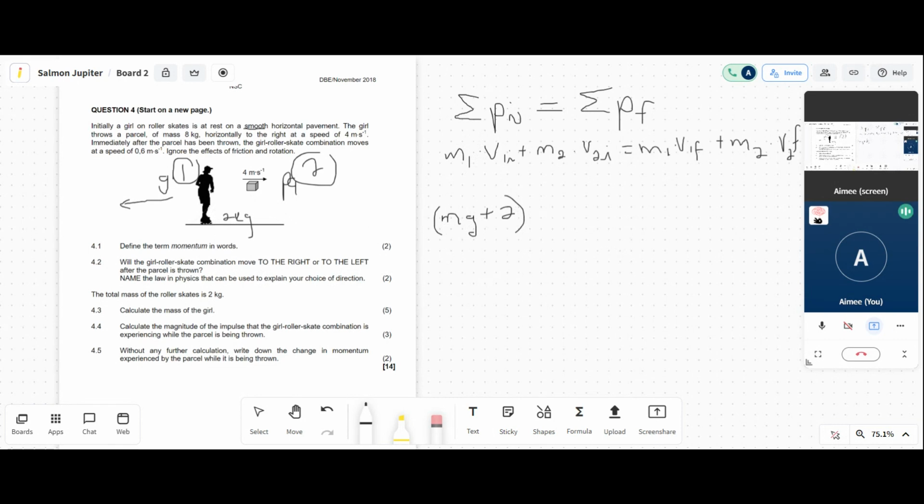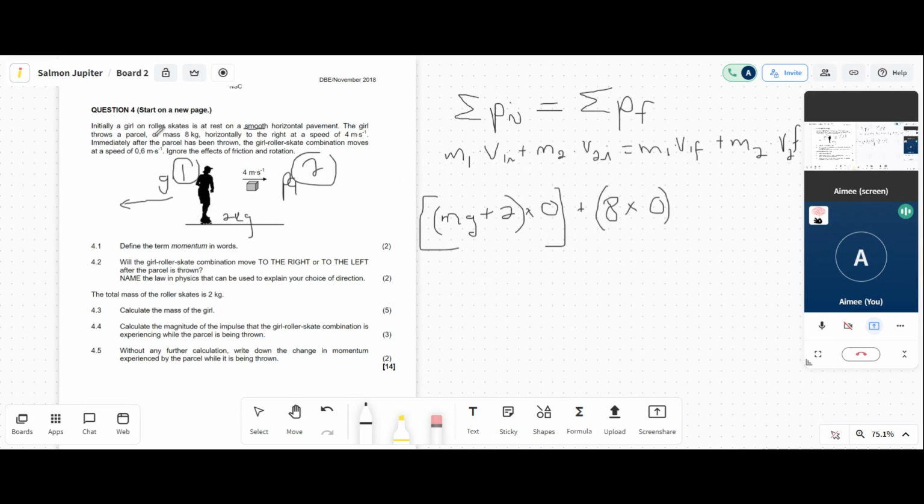And then we multiply the mass of the entire girl and roller skate system by 0, because their initial velocity in the scenario was 0. She wasn't moving. It said initially a girl on roller skates is at rest. So her initial velocity was 0. Then we say plus mass number 2, the parcel, so 8 kilograms, and we also multiply that by 0, because it says initially a girl on roller skates is at rest on a smooth horizontal pavement.